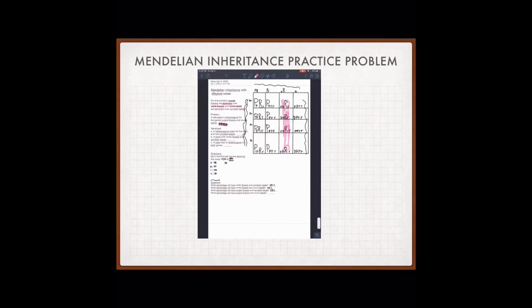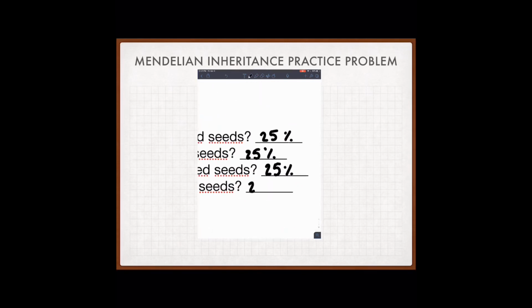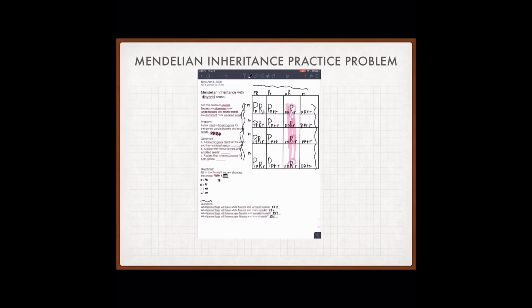And then the last question says, what percentage will have purple flowers and round seeds? So the purple flowers, once again, are dominant. So it's going to have a capital P, which this section has. And then it's going to have round seeds, which are dominant. And this section has all capital R's. So we fill in that last 25%. This is a problem that I worked out about Mendelian inheritance.